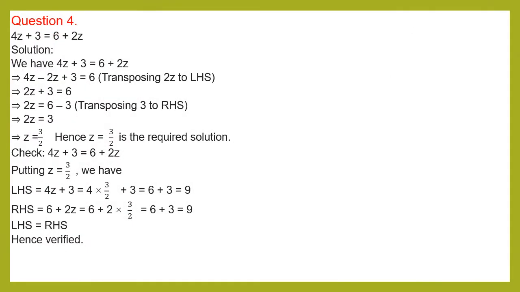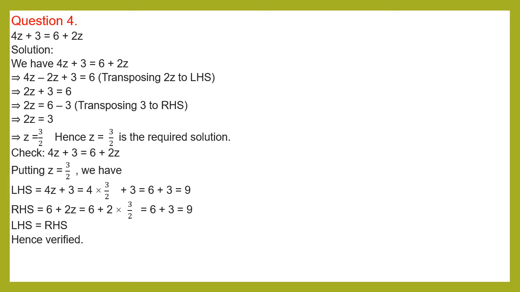Now let us come to question number 4, children. In question number 4, 4z plus 3 equals 6 plus 2z. Let us take that equation. 4z plus 3 equals 6 plus 2z. Transposing this plus 2z to the LHS, we get 4z minus 2z plus 3 is equal to 6. In 4z, 2z goes, we'll get 2z. So 2z plus 3 equals 6.